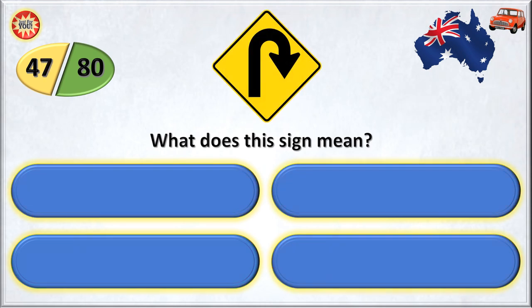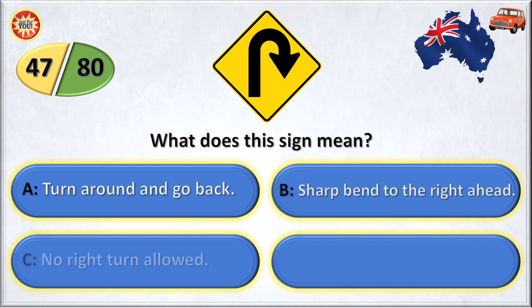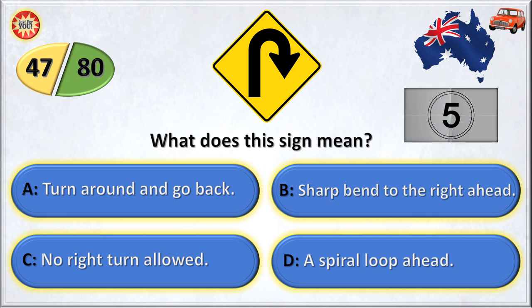What does this sign mean? Turn around and go back. Sharp bend to the right ahead. No right turn allowed. A spiral loop ahead. Sharp bend to the right ahead.